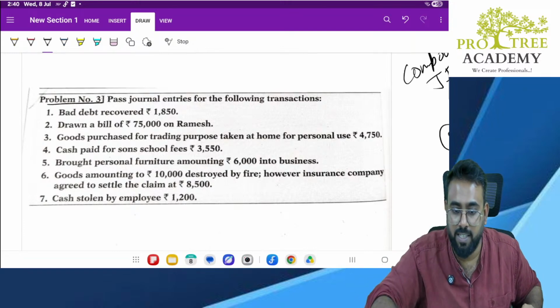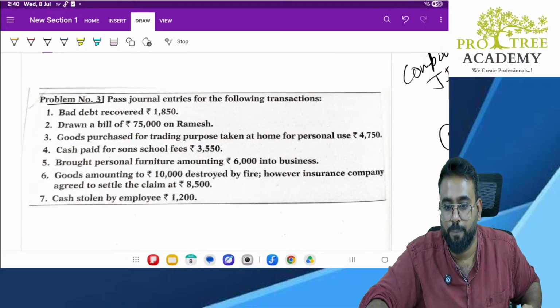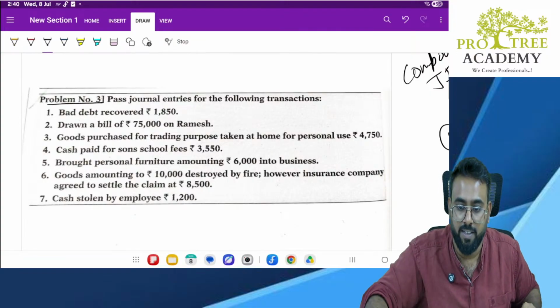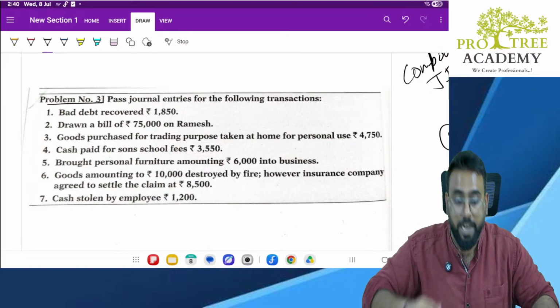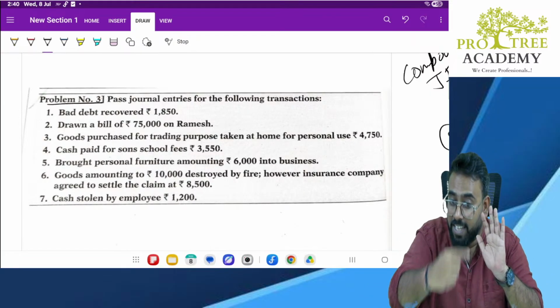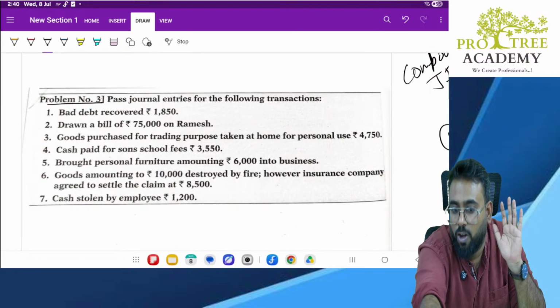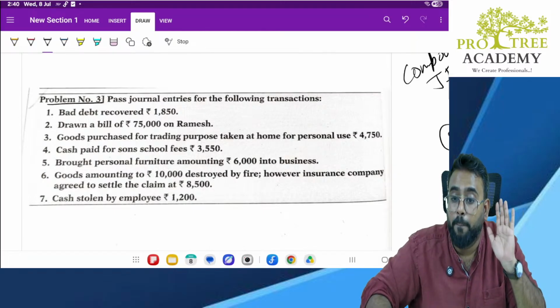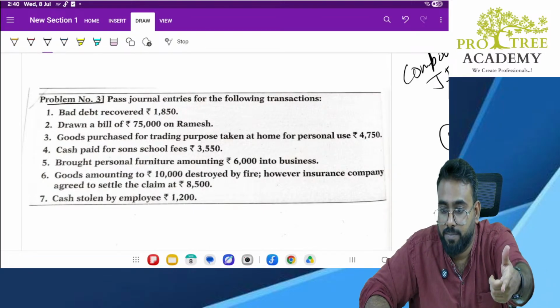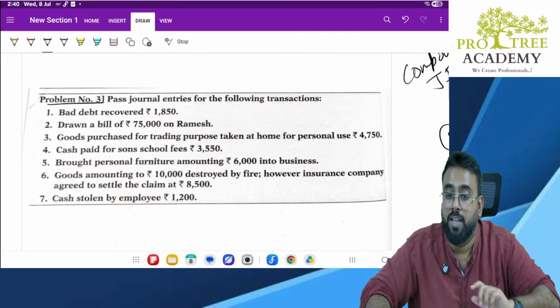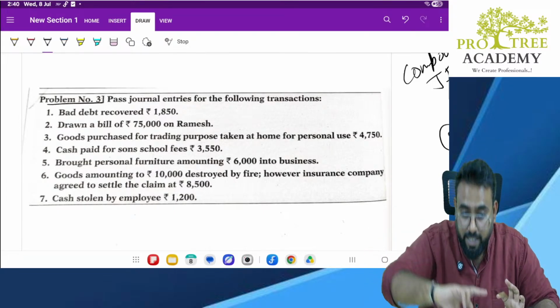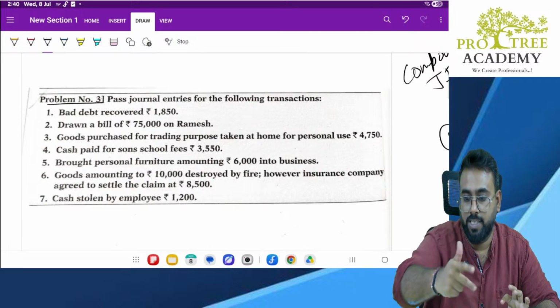The bank is giving you money urgently, so the bank has to charge something from you. Correct or no? It was never the bank's money. It was your money. So the bank will charge a commission and give you the rest. Now, this document which I issue to my supplier or vendor or my creditor is called bills payable. Understanding? Bills payable.